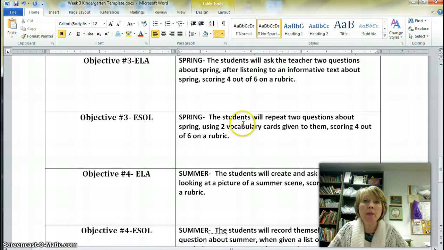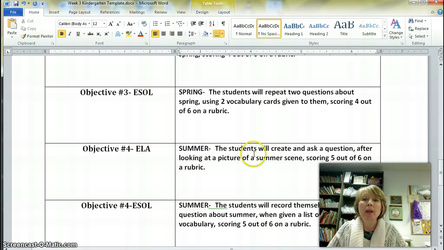For the ESOL number 3, the students will repeat 2 questions about spring. So they're going to echo you. You're going to create a question with their help, and then they will repeat that question back to you using vocabulary cards given to them, scoring 4 out of 6 on a rubric.